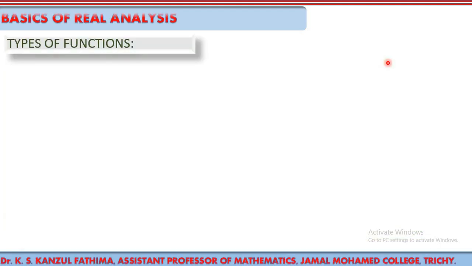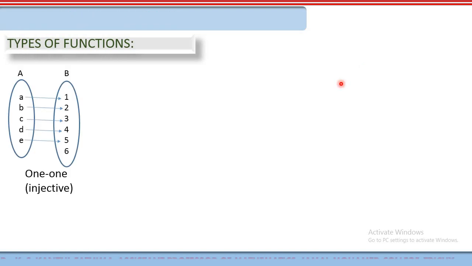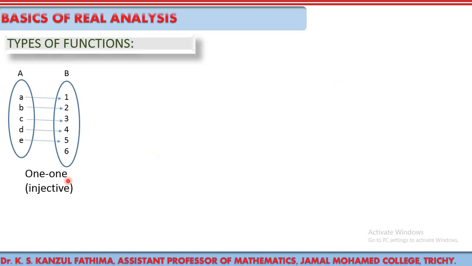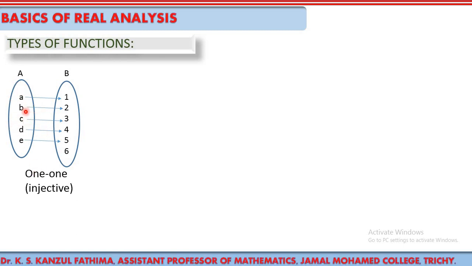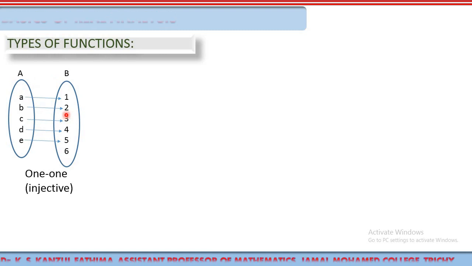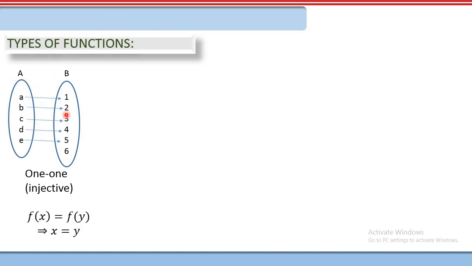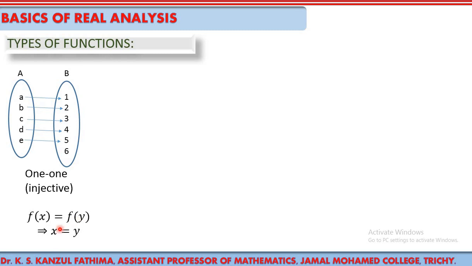Okay, next: types of functions. There are several types of functions. The first function is one-to-one, also named an injective function. A function is said to be one-to-one if every element of A has a distinct image. That is, if f(x) equals f(y), then x equals y.